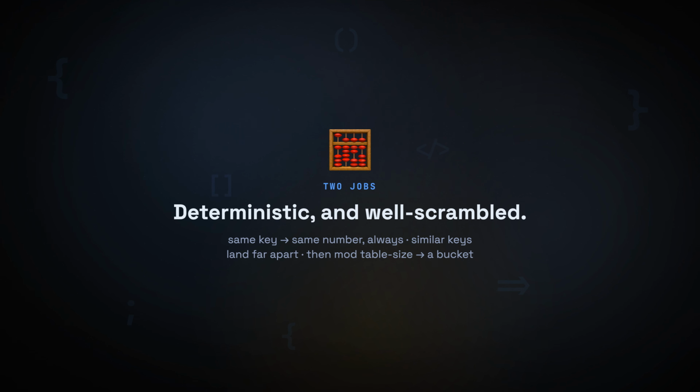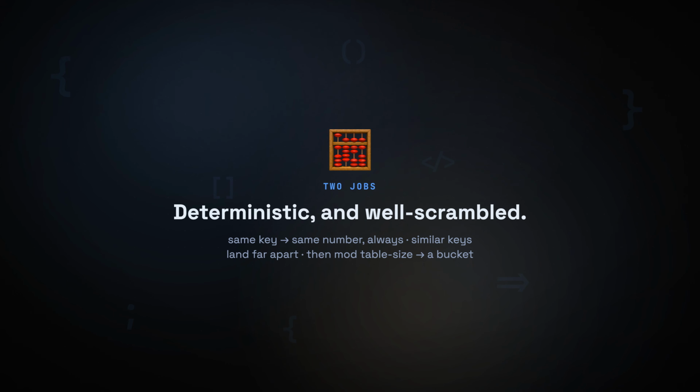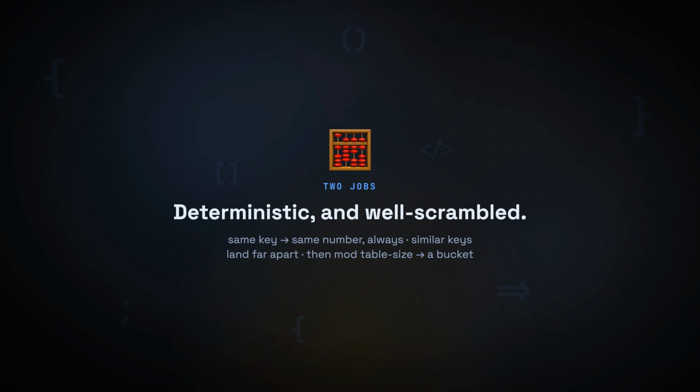A hash function has two essential jobs. First, it must be deterministic. The same key always produces the same number every single time, or we'd never find anything again. Second, it scrambles the key thoroughly, so that even very similar keys land far apart. The raw number it spits out is usually enormous, so we take it modulo the size of our table, which folds that huge value down into a valid slot. Key to big number to a bucket.